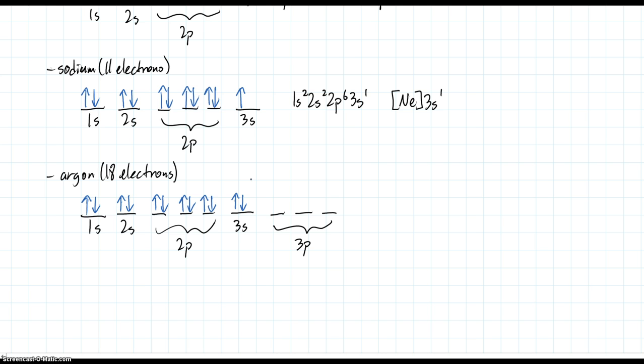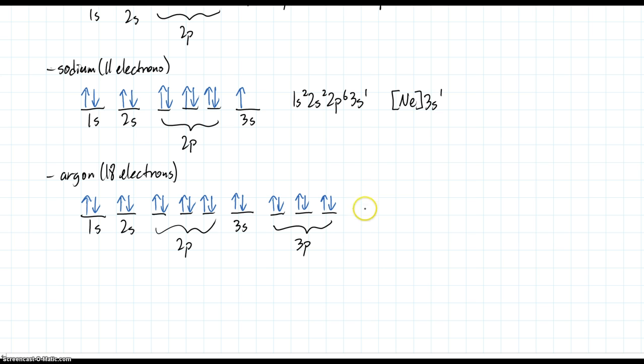11 and 12 fill the 3s sublevel, and then for the 3p, again, just like the 2p, we start according to Hund's rule by adding in single electrons to each orbital, and then filling in the second electron with the opposite spin in each orbital as we go. And so we see that 18 electrons fills up through the 3p sublevel.